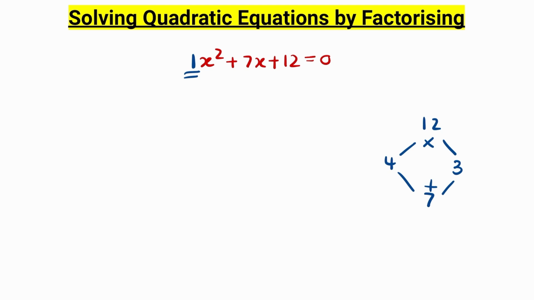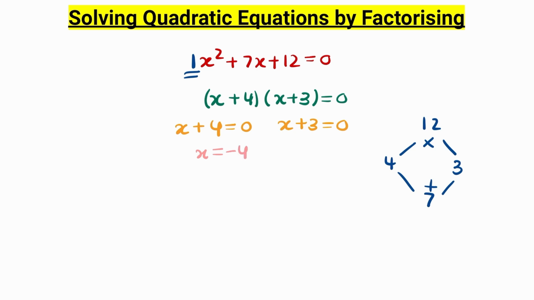Well done. And now since a is 1, we can use the easy method that I taught you previously. We can write x plus 4 within one pair of brackets and x plus 3 within the other pair of brackets equal to 0. Now we can equate each of these brackets to 0. x plus 4 is equal to 0 and x plus 3 is equal to 0. In the first equation, we can take plus 4 to the other side as minus 4. x equal to minus 4. That is one solution. And then in the second equation, we can take plus 3 to the other side as minus 3. x equal to minus 3. That is the other solution.